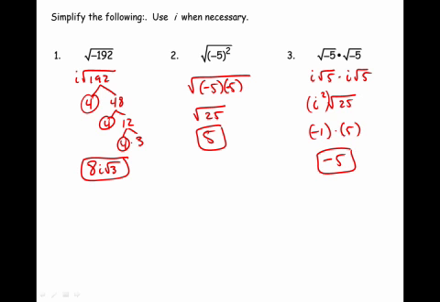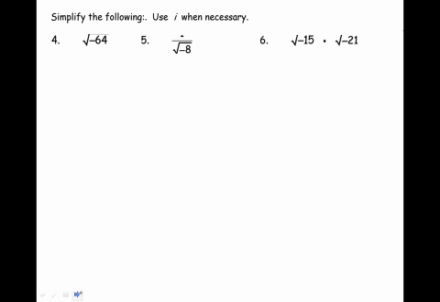So when negatives are under the same radical, it's going to end up being a positive answer. When the radicals are split, like number 3, you should realize that your i's will factor out, meaning that you'll end up with a negative answer. So negative 5 for number 3. Number 4, I'm going to go ahead and factor out an i. And then the square root of 64 is 8. So your answer is 8i.